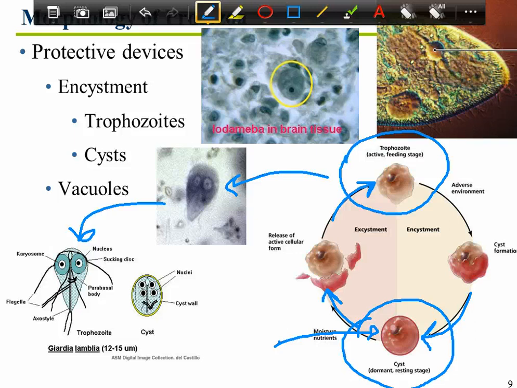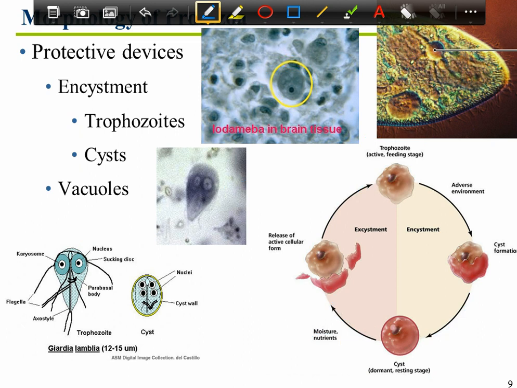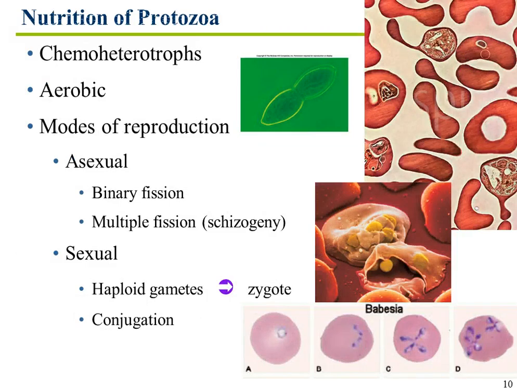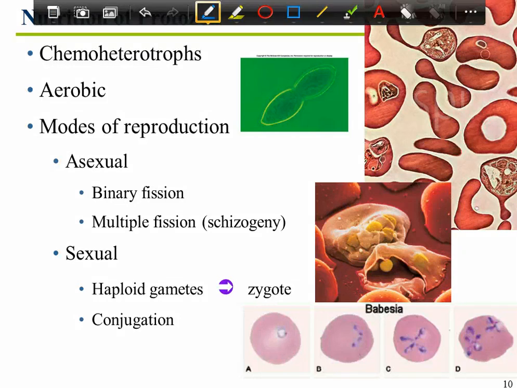The view you're looking at here is in brain tissue, and that's an amoeba in a cyst form right there. These guys are chemoheterotrophic, just like we are, aerobic. Again, they reproduce in different ways. The view you're looking at up here in green on the wet mount, you're looking at conjugation, two together having sex. That's a sexual reproduction.